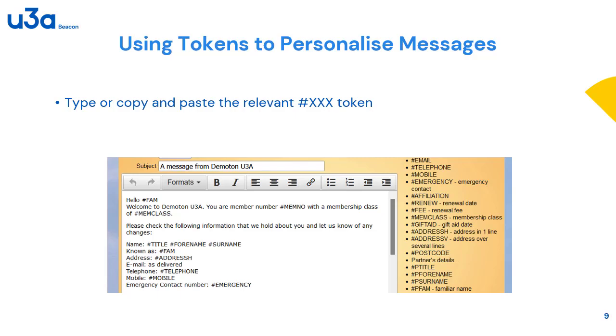Note that there must be no space between the hash symbol and the token. Also, tokens are case sensitive. They're all in uppercase. Beacon automatically expands each token using data in each member's record. There are two exceptions to this automatic expansion. The sender always receives a copy of the email without the tokens expanded. Also, tokens are not supported when you send an email from the U3A Officers section of Beacon.